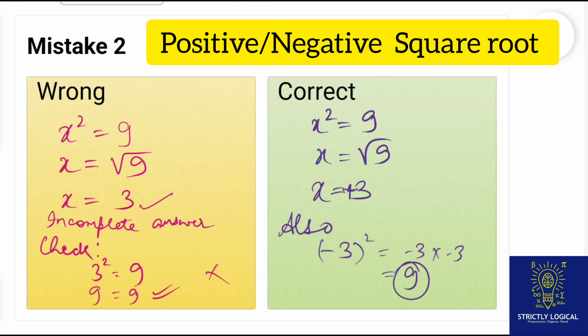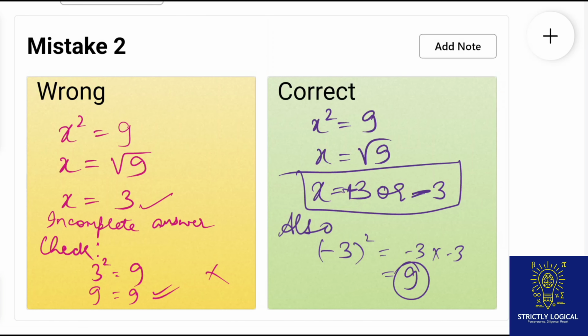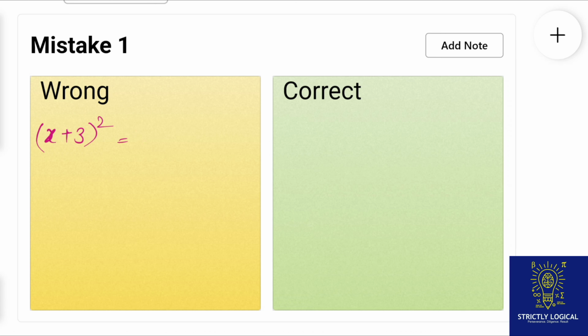There are some equations whose solutions can be more than 1. Therefore, whenever you have to calculate the square root of any number, you have to consider both positive and negative values. This is the most common mistake students make.